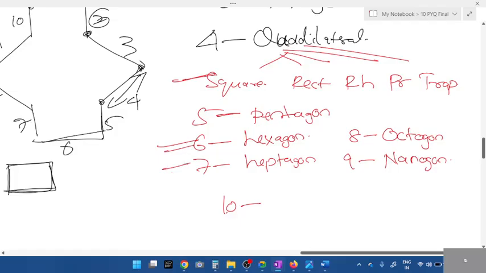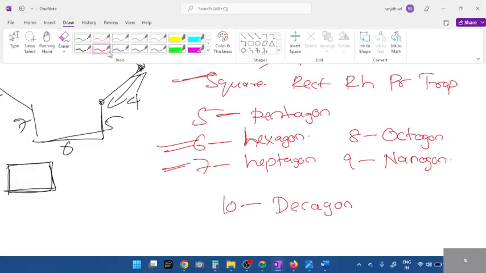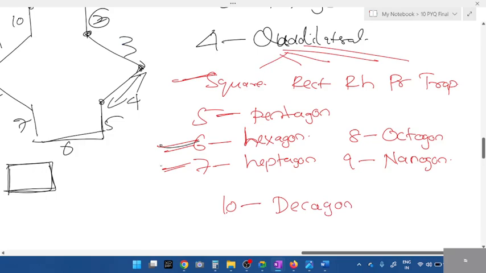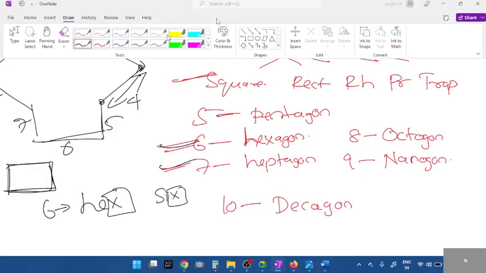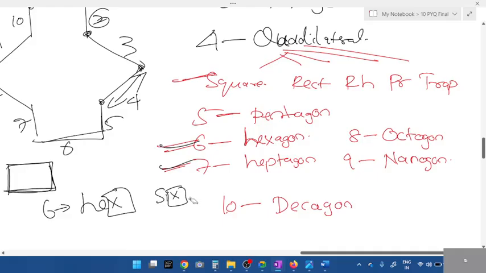Here, this is where you'll get confused. Hexagon, heptagon. How will you remember hexagon and heptagon, students? 10 is decagon. Be quick. Tell me how will you differentiate hexagon and heptagon? All of you respond. Hexagon, X and 6. Does it sound similar? X and 6? Hexagon? Is it clear?